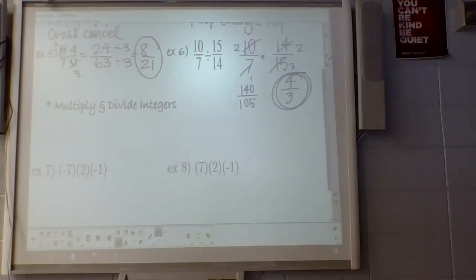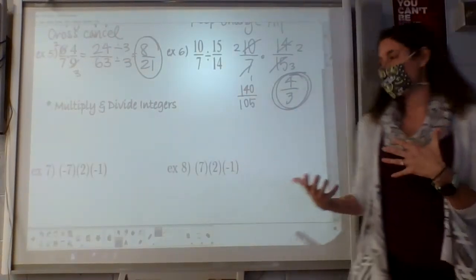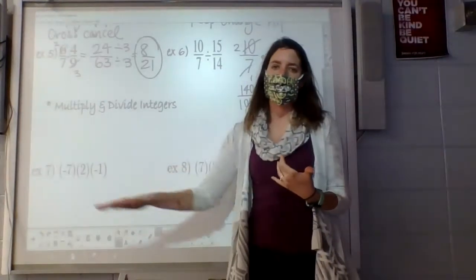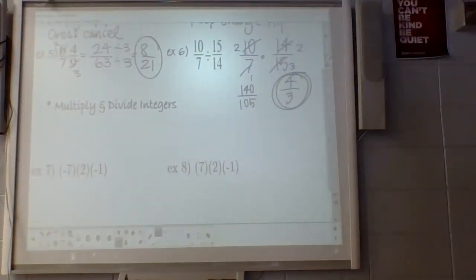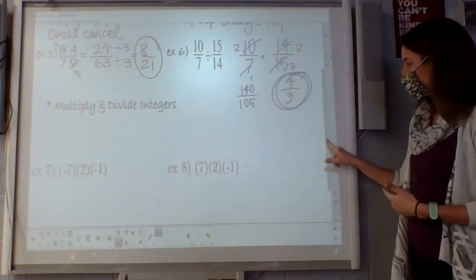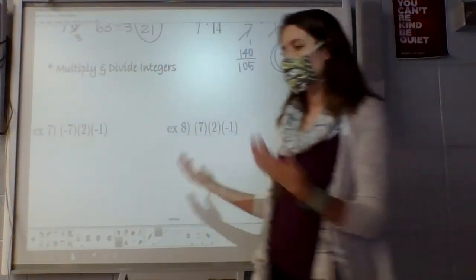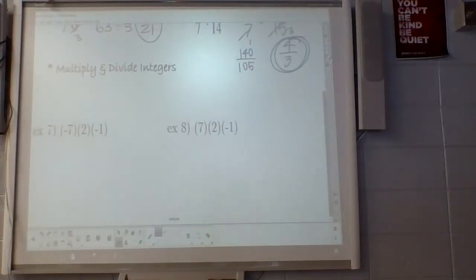All right, the next thing is multiplying and dividing integers. This just has to do with the number of negatives and positives. Looking at these two, they're almost exactly the same numbers, just one of them has more negatives than the other. So what's the big difference between 7 and 8 here? One of them's going to be negative, one's going to be positive, right? So just being able to tell the difference between that.